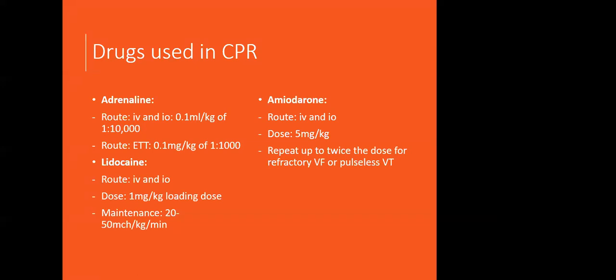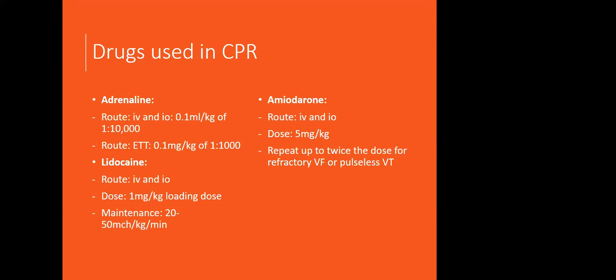All right, so there are some drugs that are used in CPR, especially after the immediate BLS. You want to move to ALS, and adrenaline, lidocaine and amiodarone are very important drugs that should be in our armamentarium. For epinephrine or adrenaline, we can use either the intravenous or the intraosseous route, at a dose of 0.1 ml per kilogram of 1 in 10,000. We can also use the endotracheal tube route, which will give you about 0.1 milligram per kg of 1 in 1,000 adrenaline.